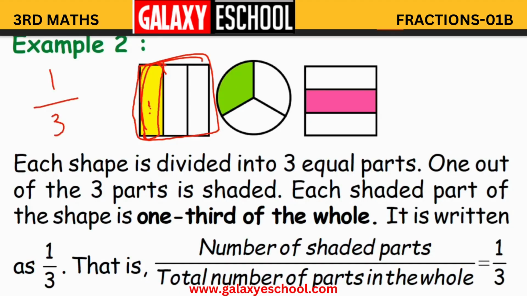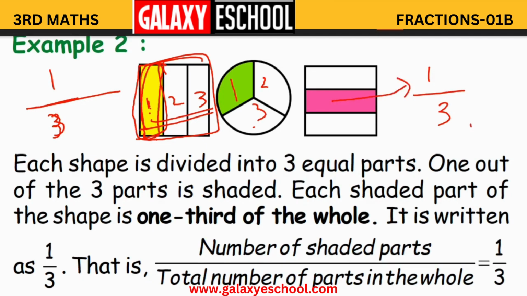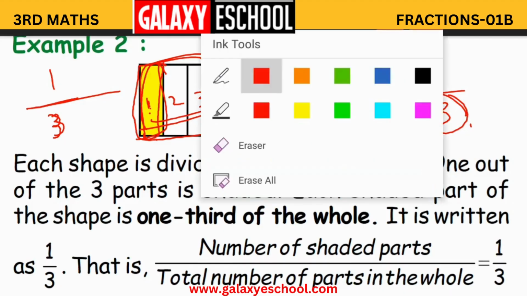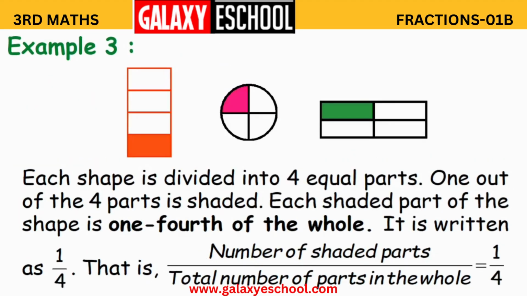1 is the shaded part. There is one shaded part divided by 1, 2, 3, the total number of parts given. Yes, see even here, this is one part divided by, there are 3 parts, so 1 by 3. Again even this will be 1 divided by 3 parts, so 1 by 3. Understood, children, how to write the fraction for a given shaded part?